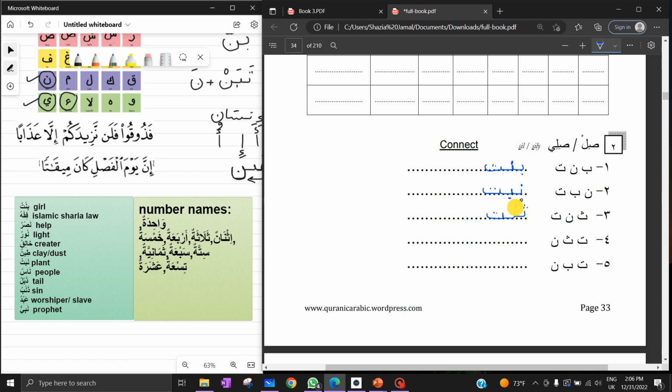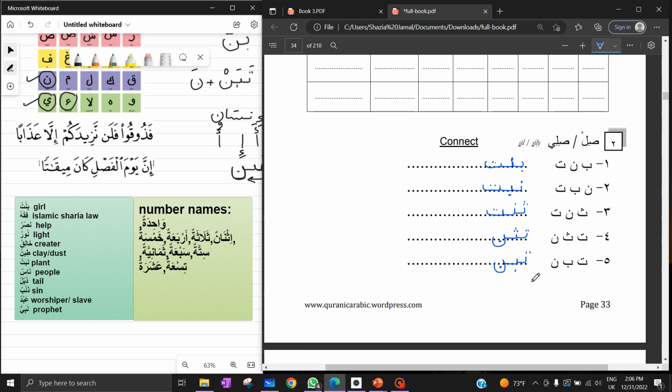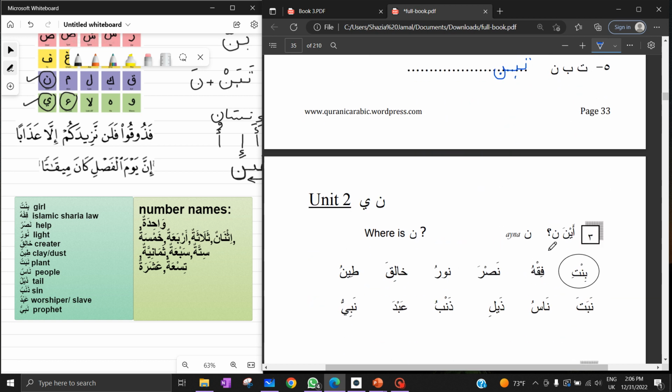Sa, noon and ta. Ta, sa, noon. Ta, sa and noon, just below the line. Ta, sa and noon. Ta, ba, na. Ta, ba and then noon, a little bit above and then all together below the line. Ta, ba and na. Let's move on to exercise 3.